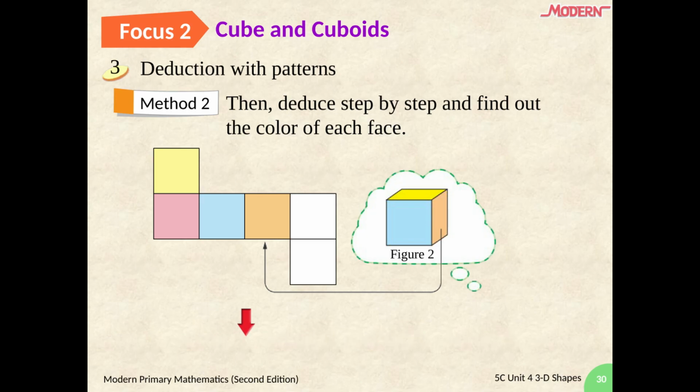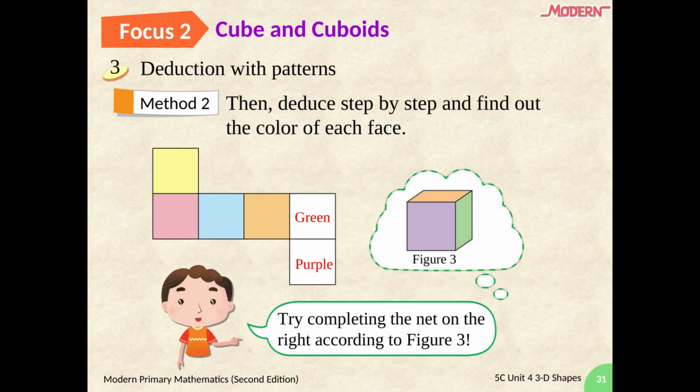That's the secret. Final boss time for method 2. Look at figure 3. Purple is on the bottom and green is on the back. Can you place them on the net? Remember, the bottom is opposite the top and the back is opposite the front. If yellow is top, purple goes down there. If pink is front, green goes over there. And we did it.